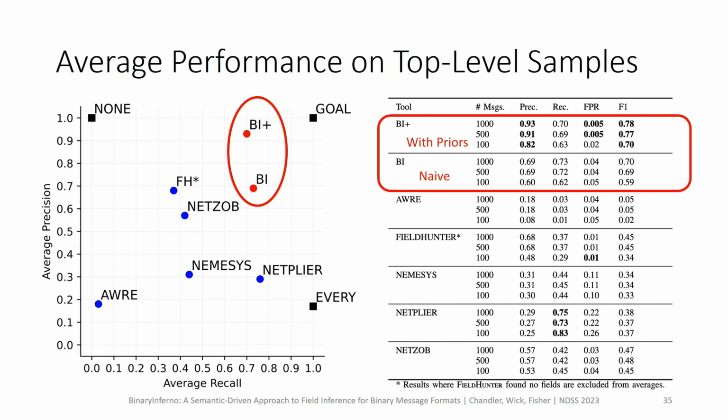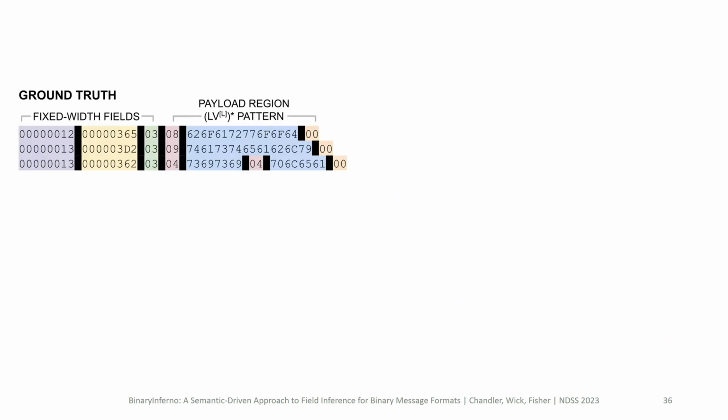So that's great. I've shown you a chart and I've shown you a table, but what does that mean to an actual analyst? So let's look at it from an analyst's perspective. Remember that tutorial example I talked about? Here we have the ground truth for that tutorial example. We've color-coded the fields, and the true field boundaries are indicated by the thick black lines.